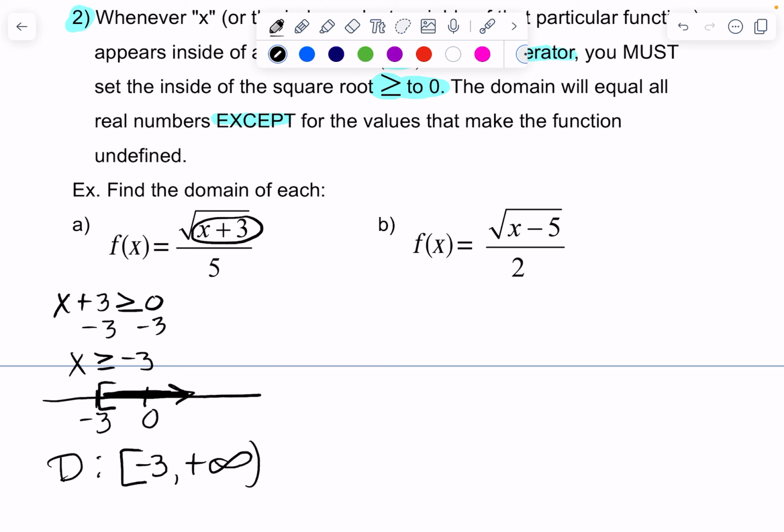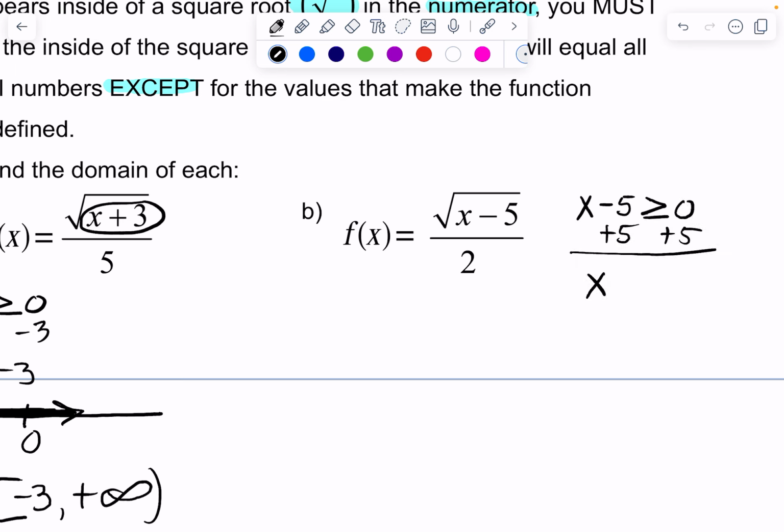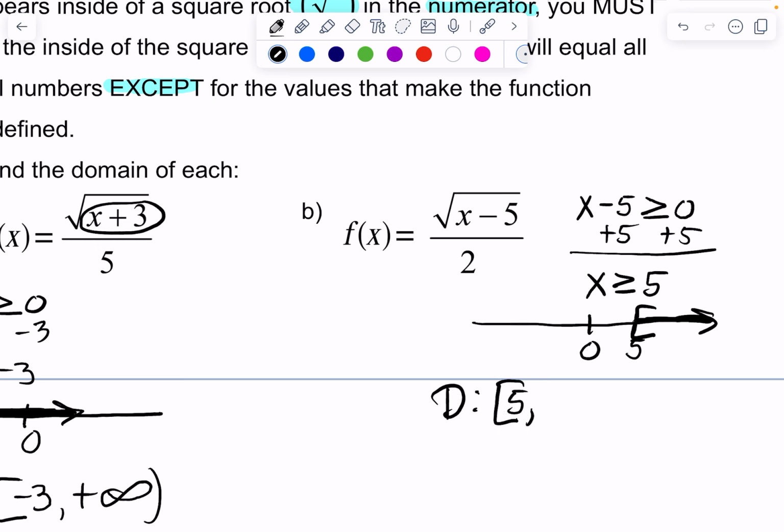In B, we have f of x equals the square root of x minus 5, over 2. So we're going to go ahead and set the inside part of the square root, or the radicand, to greater than or equal to 0. We're going to solve by adding 5 to both sides, and x is greater than or equal to 5. Let's go ahead and graph and write the domain in interval notation. We've got 5, it's greater than or equal to, so we've got a bracket and we're shading to the right. So my domain will be from 5, including 5, to positive infinity.